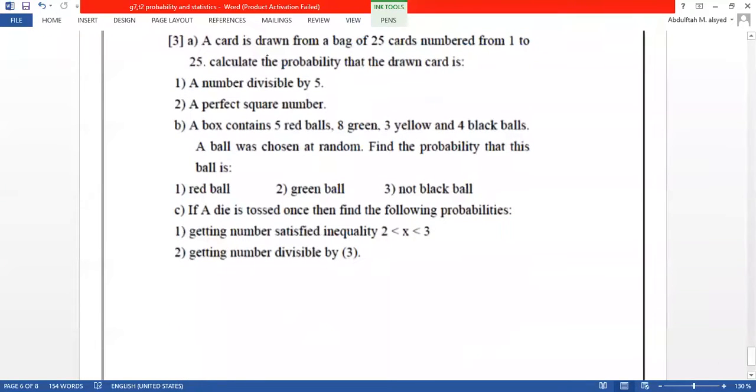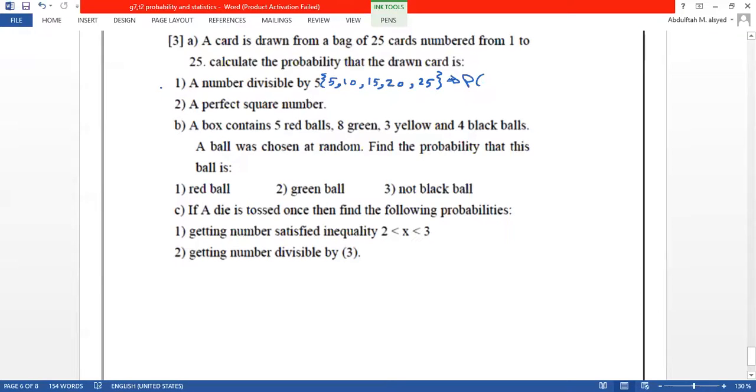A card is selected at random from a bag of cards numbered from 1 to 25. Calculate the probability that the drawn card is a number divisible by 5. What are the numbers from 1 to 25 divisible by 5? The numbers whose unit digit is 0 or 5 are divisible by 5. So 5, 10, 15, 20, and 25. These numbers are all divisible by 5.